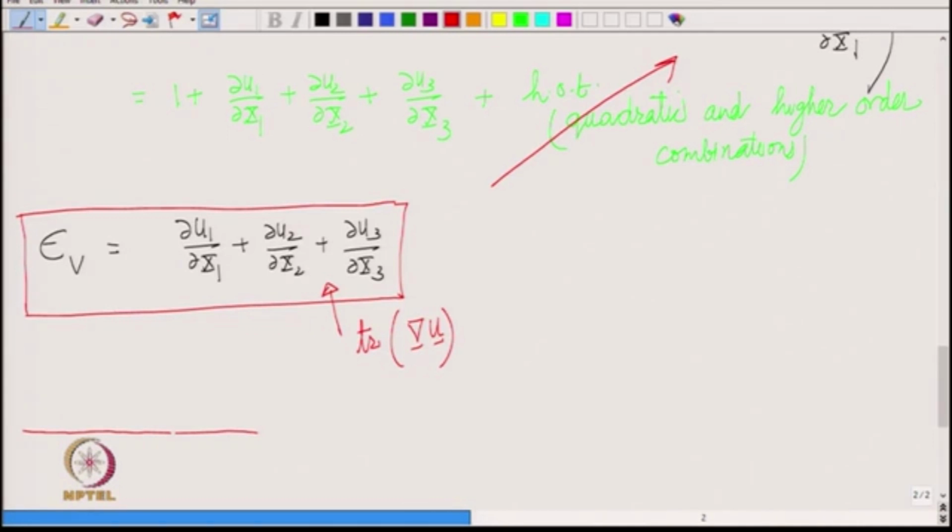which you could also write as trace of half of grad u plus grad u transpose, is not it, because the trace of grad u is the same as the trace of grad u transpose. When you transpose, the diagonals do not change. So, trace of grad u will be the same as trace of grad u transpose. So, when you add them, you have to divide by 2, is not it. All right. But the last expression tells me a lot of things.